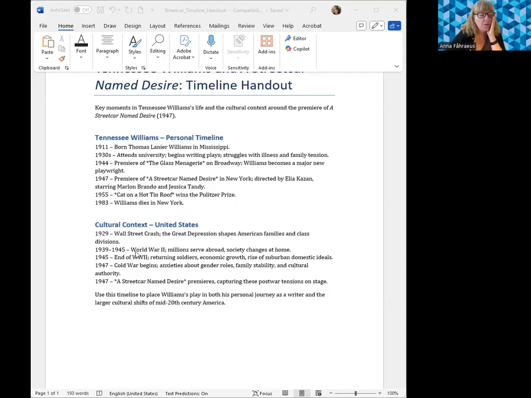1939 to 1945, it was World War II, and millions served abroad, and that changed society at home. One of the major changes after the war or during the war was that a lot of women started working outside the home. They had worked outside the home before that, but many, many more started working outside the home and in job areas that had been dominated by men.